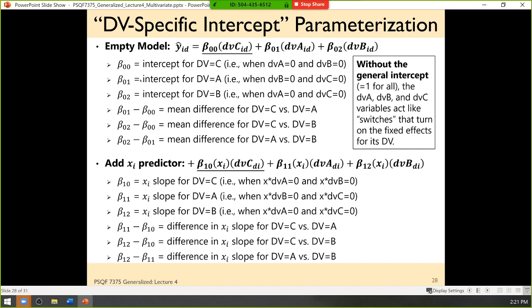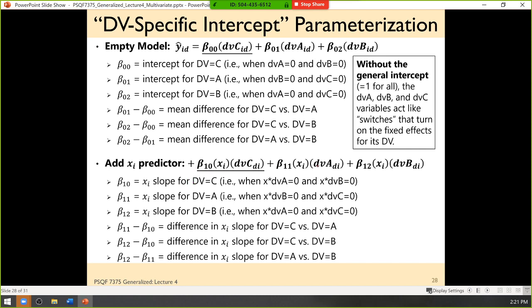Beta 1 is turned on anytime you're talking about A. So it's an A-specific intercept. And beta 2 is turned on if you're talking about B, so it's a B-specific intercept. So you have 3 intercepts in this model, and you can get the differences between them as linear combinations.